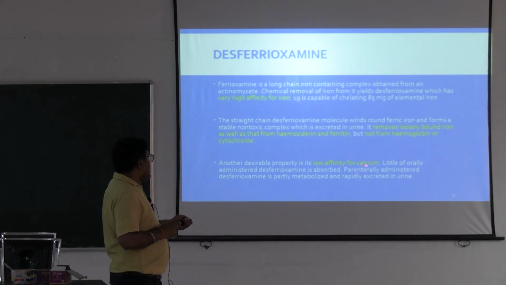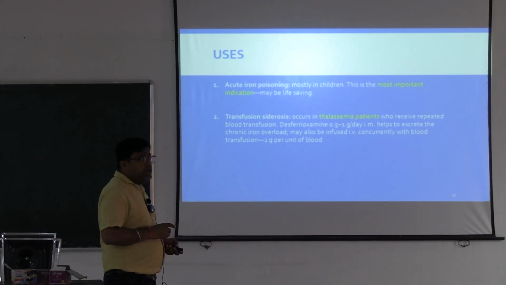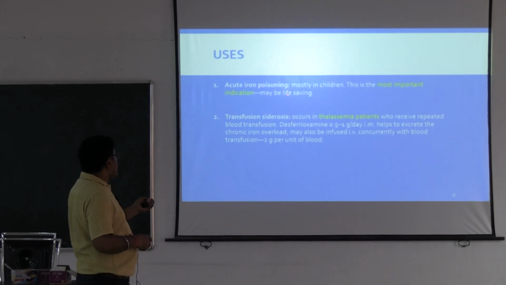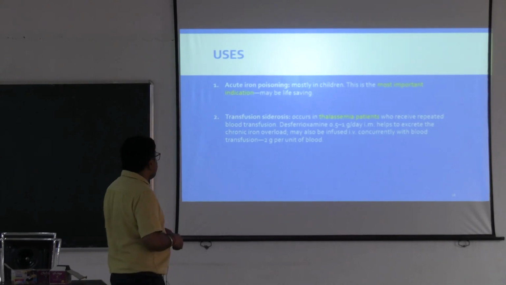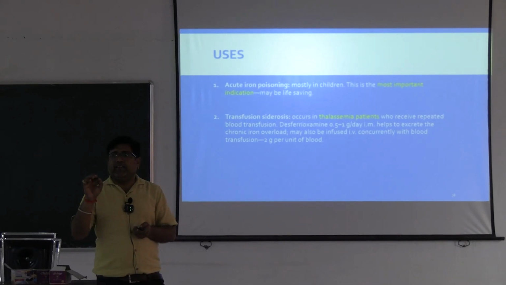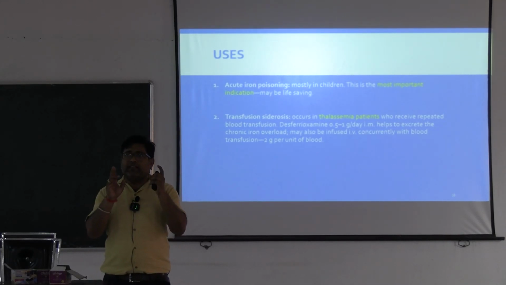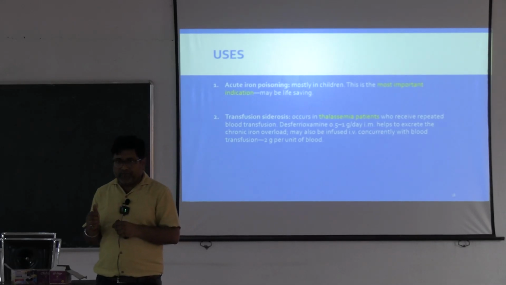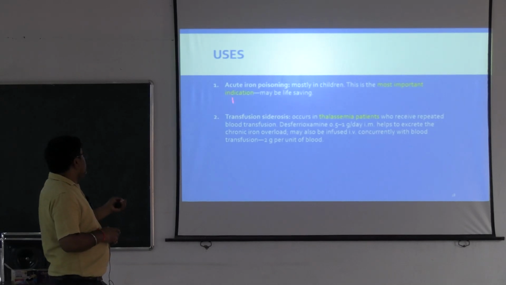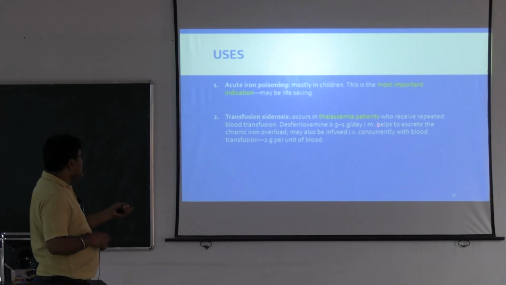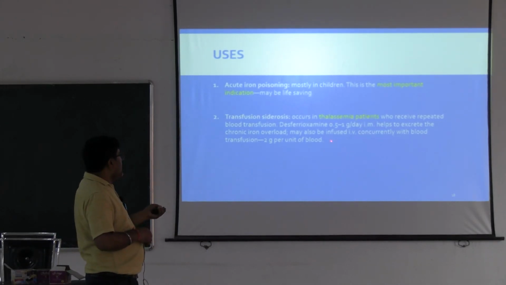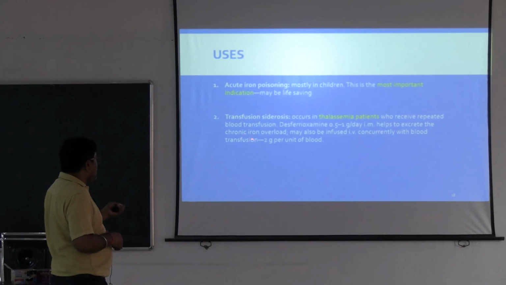It has lower affinity for calcium. It is used parenterally. It is a drug of choice in acute iron poisoning and may be a life-saving event. It can be used in a patient of chronic iron overload, particularly seen in patients of thalassemia. Why? Because thalassemia patients require frequent blood transfusion, and due to this there is an iron overload state. So, transfusion siderosis occurs in thalassemia patients who receive multiple blood transfusions. Desferrioxamine 0.5 to 1 gram per day IM helps to excrete chronic iron overload.